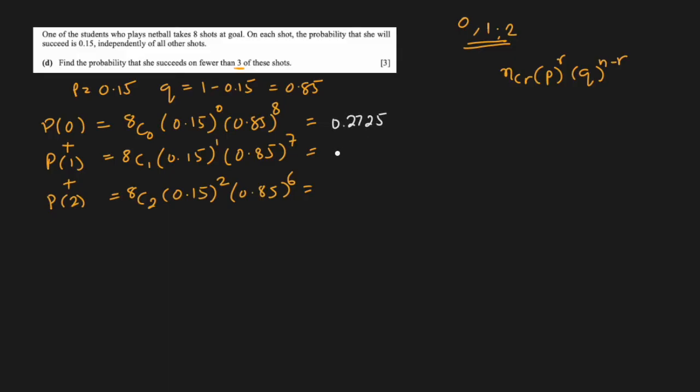So what I'm getting here is 0.2725 in 4 digits after decimal, here 0.3847 and 0.2376. If I add them, it comes out to be 0.8948, quite a high probability.